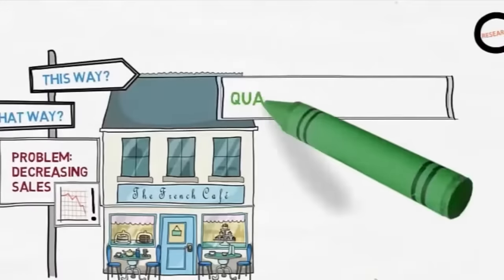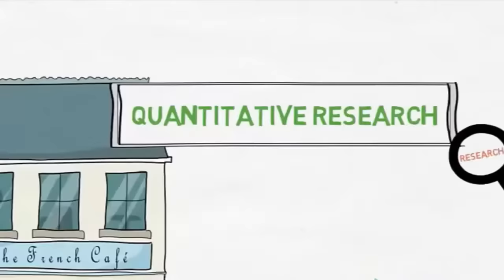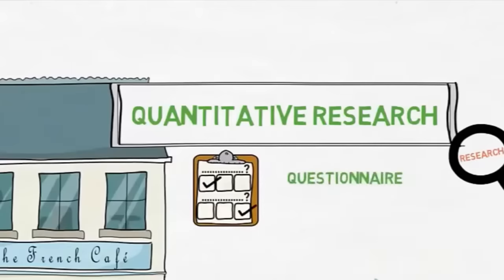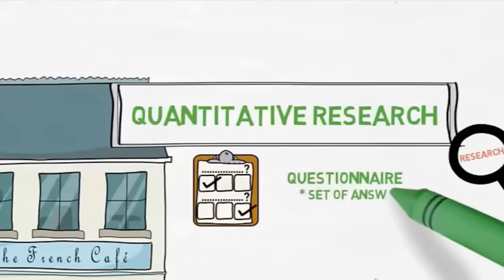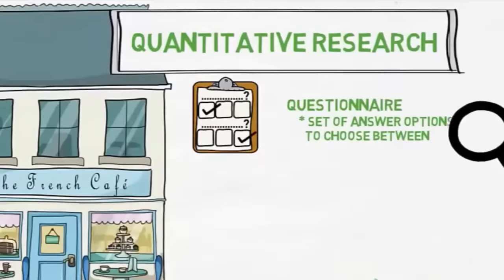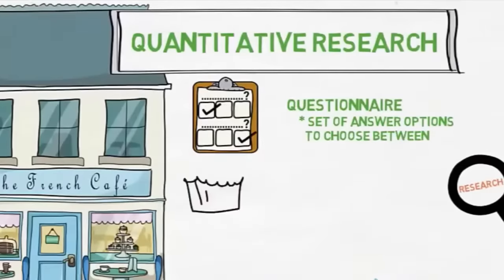Now let us introduce a few types of quantitative research. The French Café could design a questionnaire with a set of predefined answers for the respondents to choose between. They could, for example, ask the respondents to indicate to what extent they are satisfied or dissatisfied with the service they receive in the café.